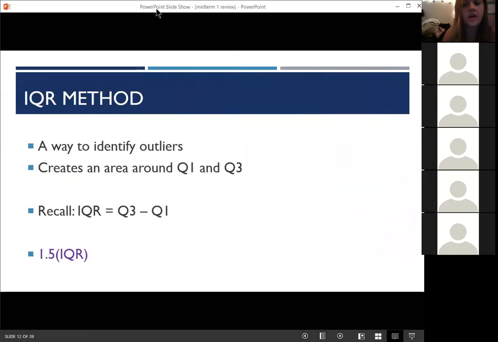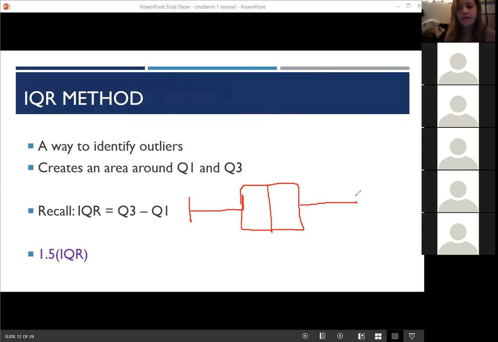Okay, so specifically talking about outliers, remember if we want to objectively look at outliers, we can use the IQR method in terms of a box plot. So if we have our box plot here, remember our IQR is going to be our area in here. So it's from our Q1 to our Q3. So it's this area here. And basically the whole point of the IQR method is to create that area around Q1 and Q3, to say that if it surpasses this area, then we're going to consider it an outlier.